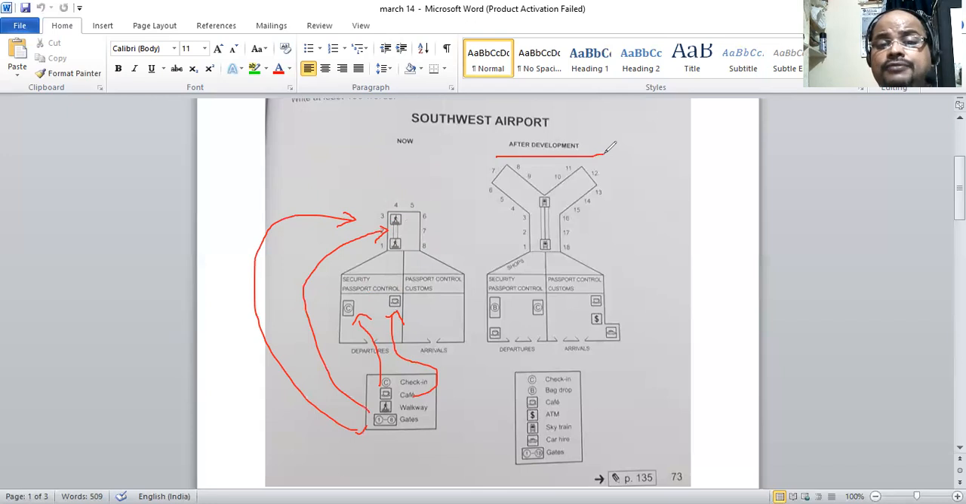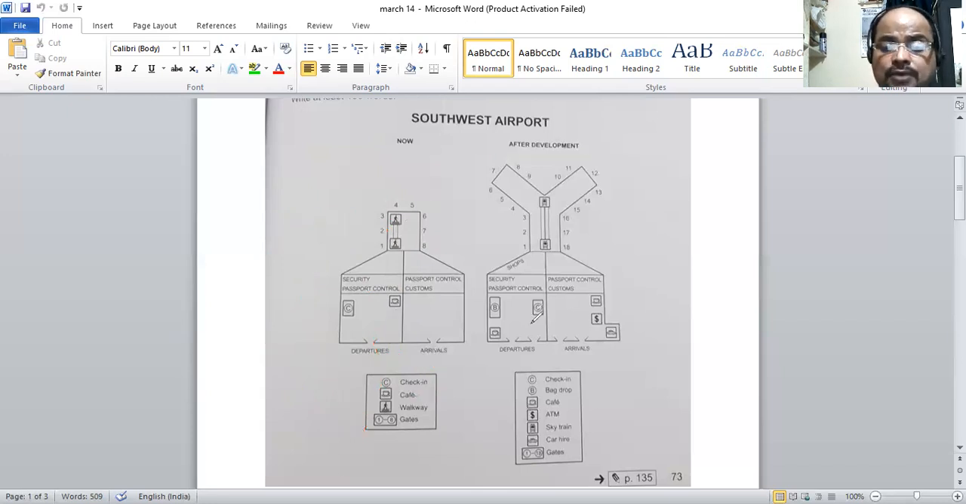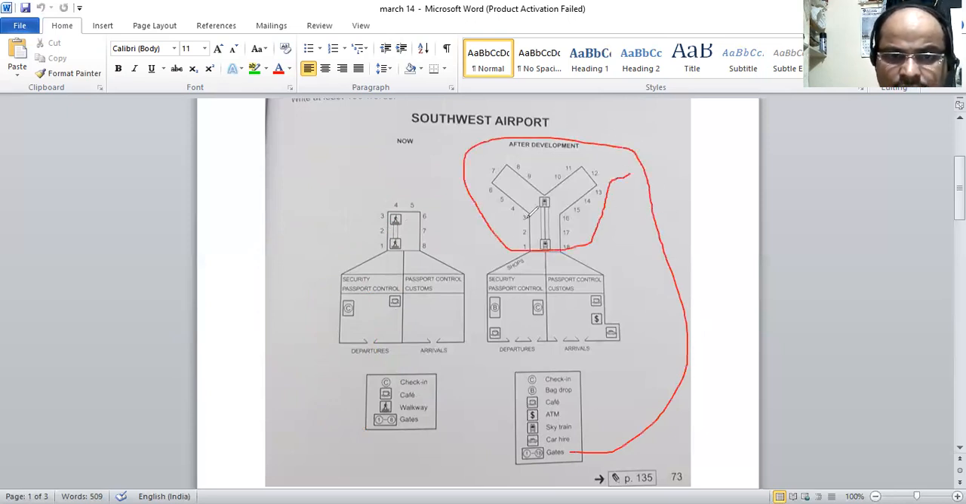Now after development, the biggest change is the number of gates. You know that there were only 8 gates at present, and in the next year, when this airport starts functioning, it is expected to start functioning with 18 gates.